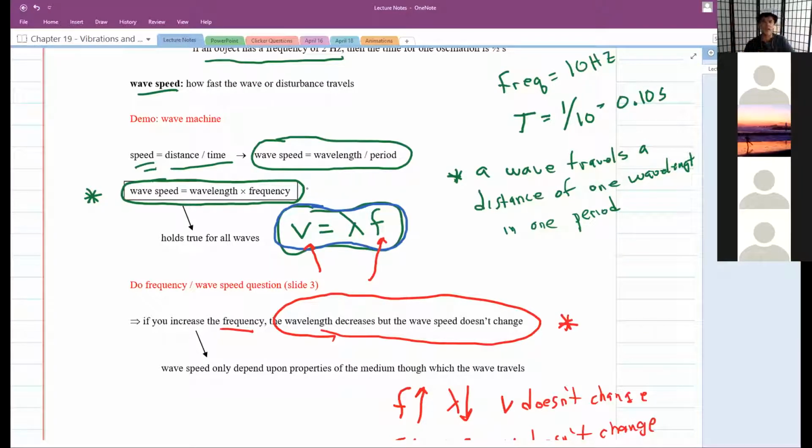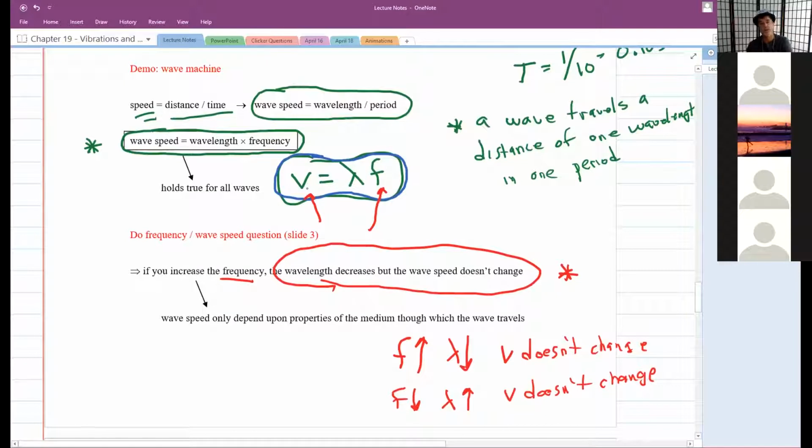So for sound, the speed of sound depends upon temperature. At a given temperature, all sound waves travel at the same speed. So the wave speed is a fixed number that only depends upon properties of the medium. For a string, it depends upon what's called the linear mass density of the string, basically how heavy it is compared to how long it is. And it also depends upon the tension in the string.